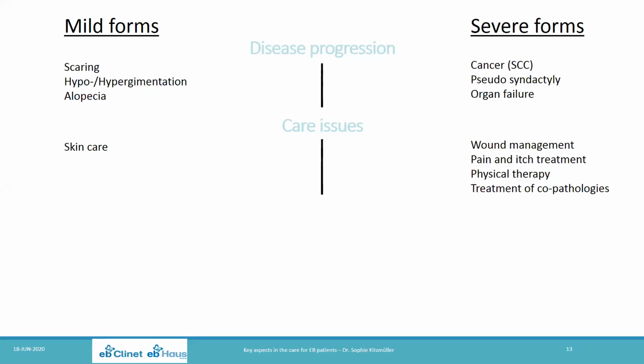With knowing what disease progression can come up, you are asking yourself, of course, what are the care issues that arise through that? In mild forms, it's mainly sufficient skin care. So this might be enough in a lot of mild forms. And this will also then mitigate the disease progression. For severe forms, you will have to think about proper wound management, pain and itch treatments, which are very important in very severe forms. You might think about physical therapy and treatment of all those co-pathologies that can come up.